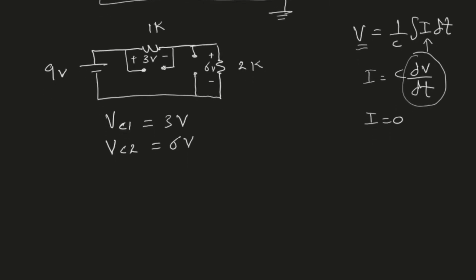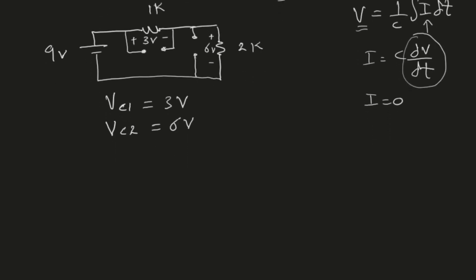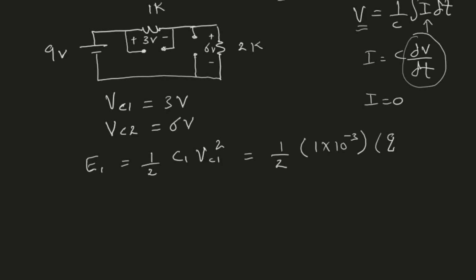So now that we know both capacitances and both voltages, the energy stored in the capacitor C1 is E1, and that is half C1 VC1 square, which is equal to half times 1 millifarad, so 10 to the minus 3, and then voltage is 3, so 3 square is 9. Therefore, the energy stored in the first capacitor is equal to 4.5 millijoules. Right? 9 divided by 2 is 4.5. 10 to the minus 3 is milli, so that's 4.5 millijoules.